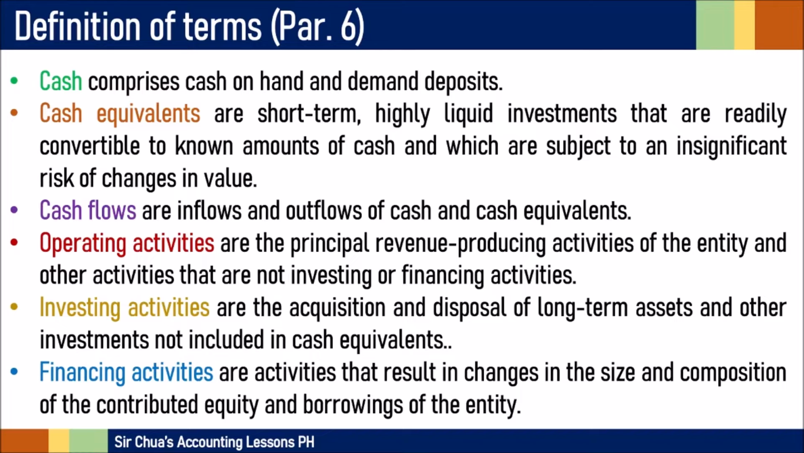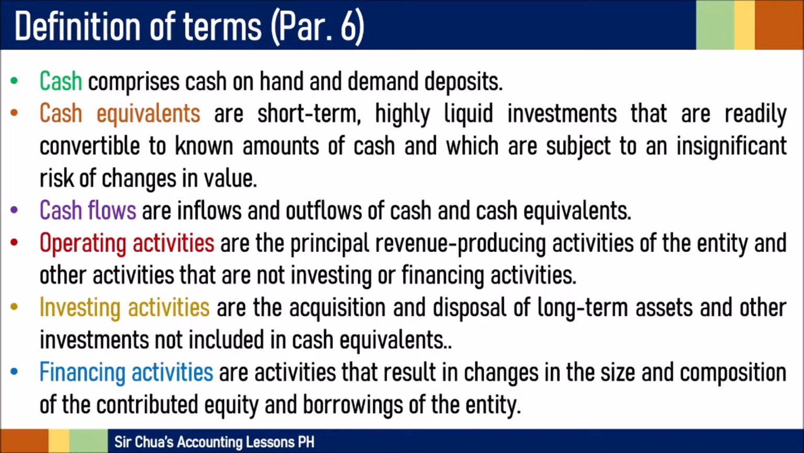First is operating activities. Operating activities are the principal revenue-producing activities of the entity and other activities that are not investing or financing activities. So basically, if your activities are about the revenue-producing activities of the entity, like purchasing of your goods or purchasing of raw materials or payment of your expenses so that you can continue operating, then those are operating activities, alongside the cash that you receive from rendering services or selling of goods. Those are operating activities because they are related to the principal revenue-producing activities of the entity.